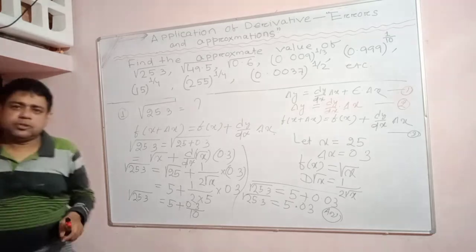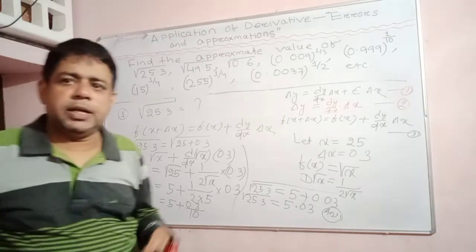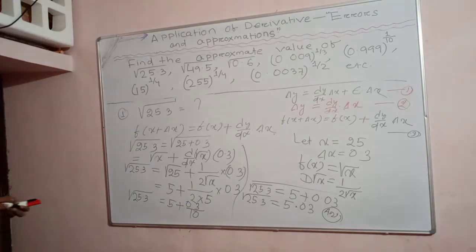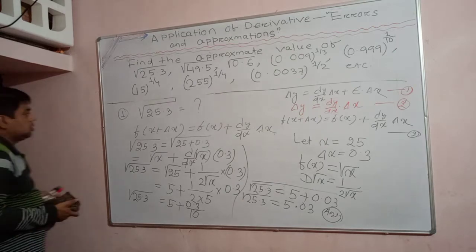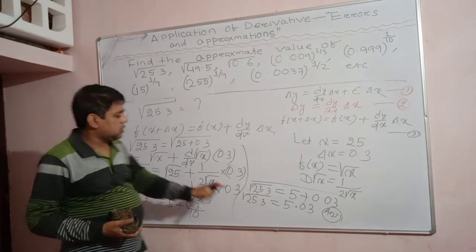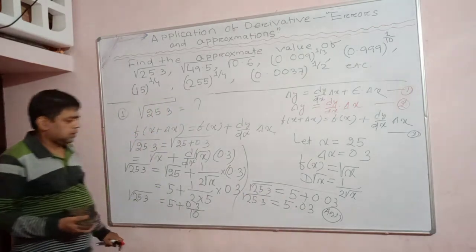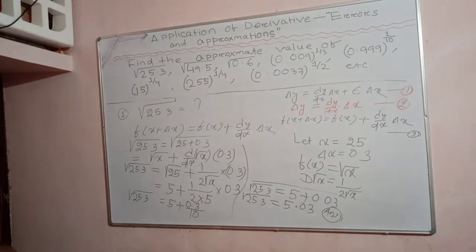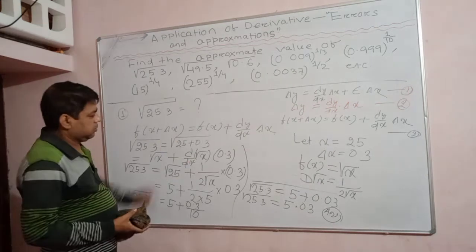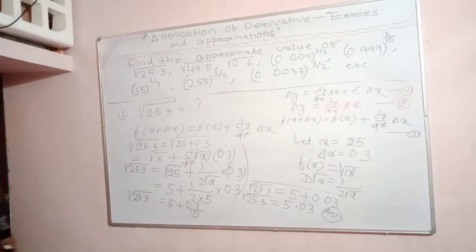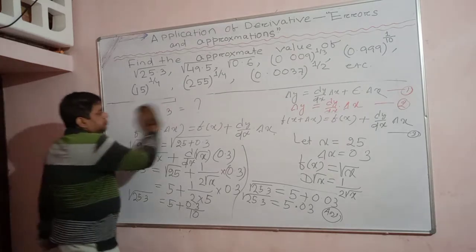Okay, let me discuss another question. Note down this question. So here we got the square root of 25.3 is 5.03. This is the approximate value, and this is how we use the derivative and differential. Next, let us come to the next question.